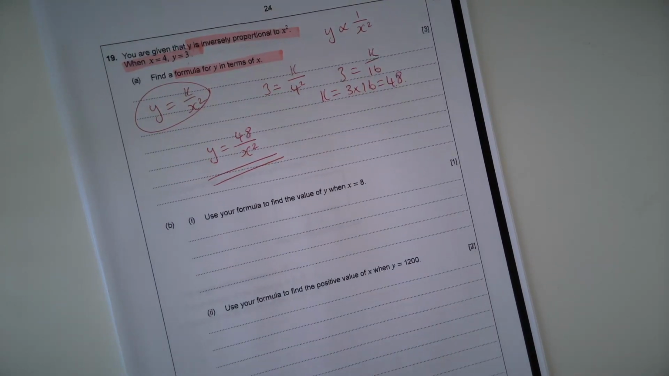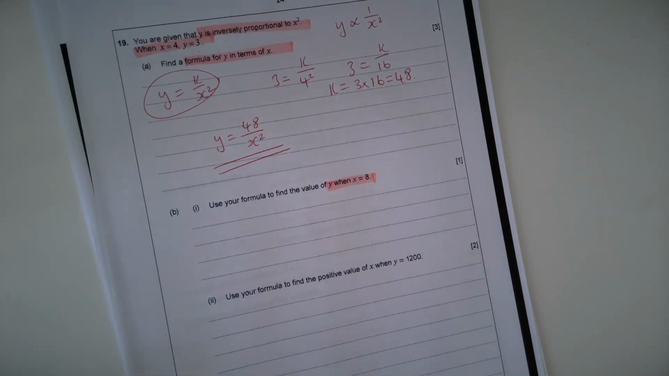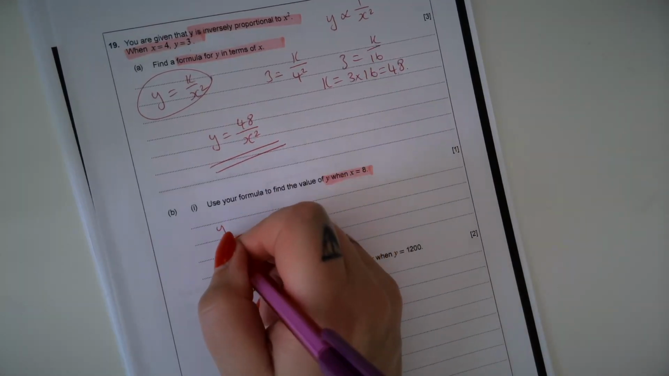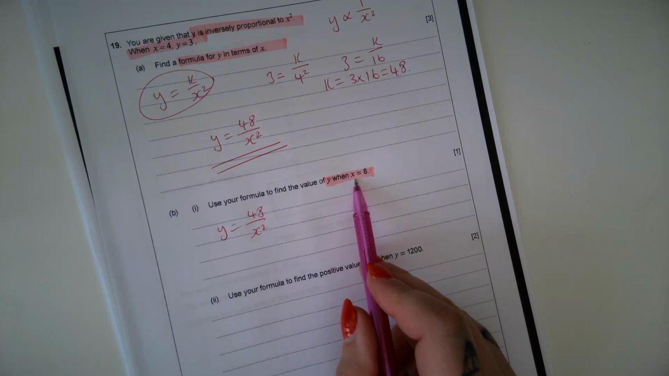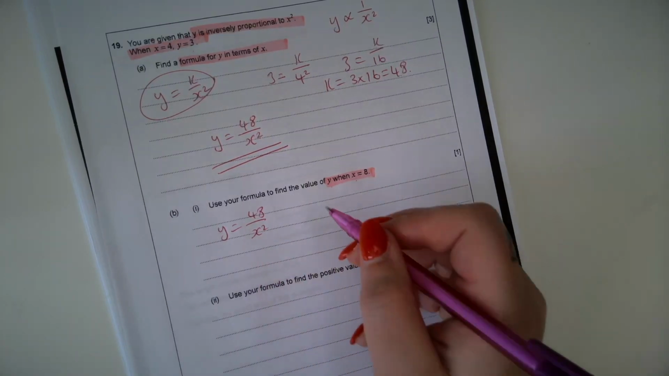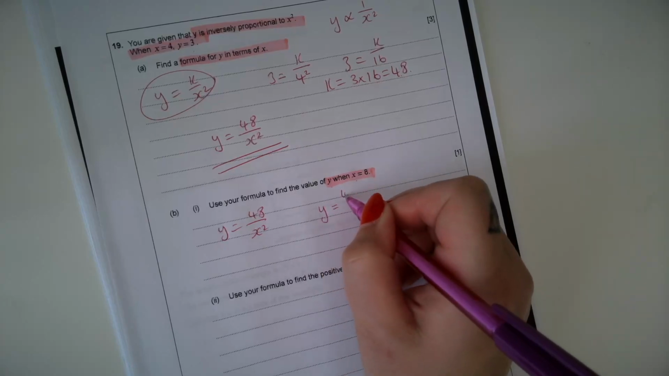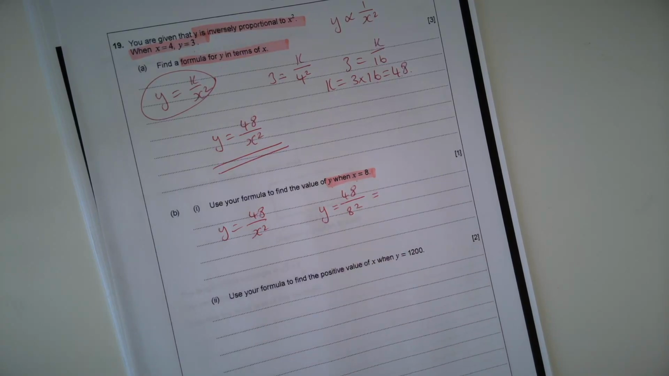Okay, part B and then part 1. Use your formula to find the value of y when x equals 8. So I've got this formula here, y equals 48 over x squared. When x equals 8, I want the value of y, so I'm going to substitute 8 into this equation. Remember that on the bottom it's x squared, so I'm substituting in 8 squared.